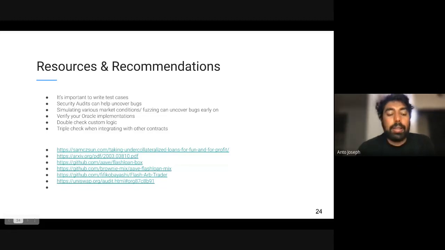I again would recommend double checking any custom logic that you have and triple checking when you integrate with other contracts.